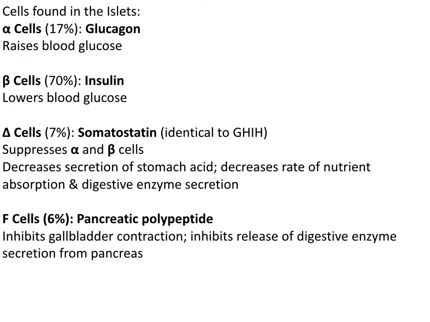They've also shown that somatostatin helps to decrease the secretion of stomach acid, also decrease the rate of nutrient absorption in the small intestine, and your rate of digestive enzyme secretion as well. Your F cells, which are 6% of your islet, secrete pancreatic polypeptide. This hormone inhibits gallbladder contraction, but also inhibits the release of digestive enzymes from the pancreas.